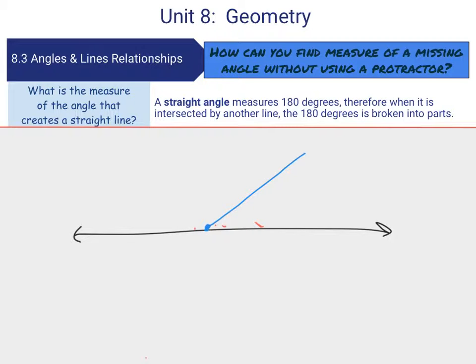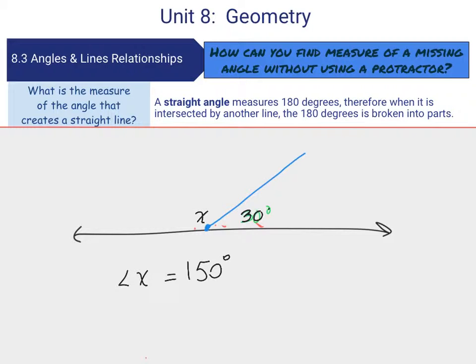So if I said to you that this measured 30 degrees, and I asked you what is the measure of angle X, you would say that angle X measures what? So it means that angle X must measure 150 degrees.